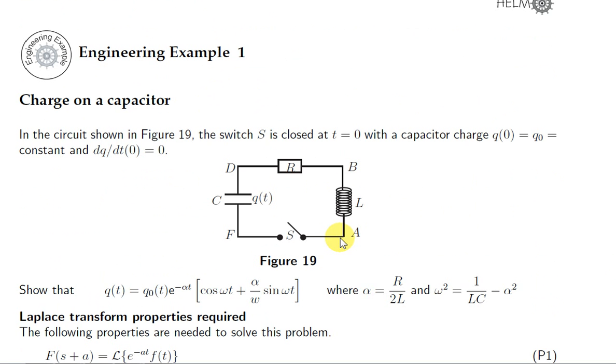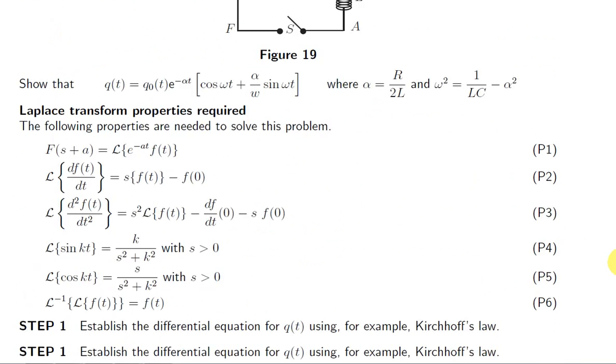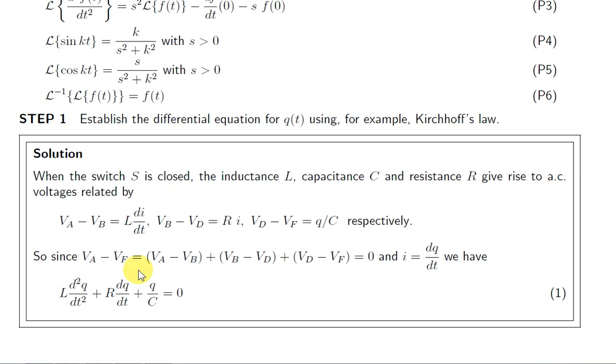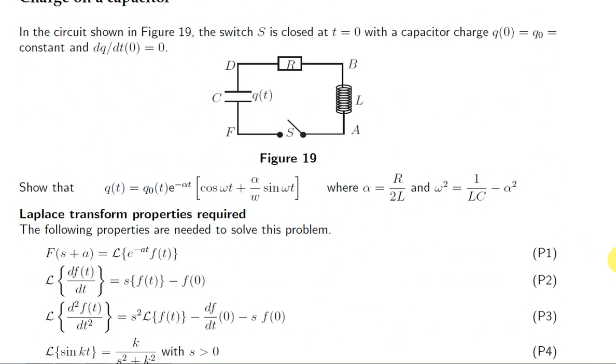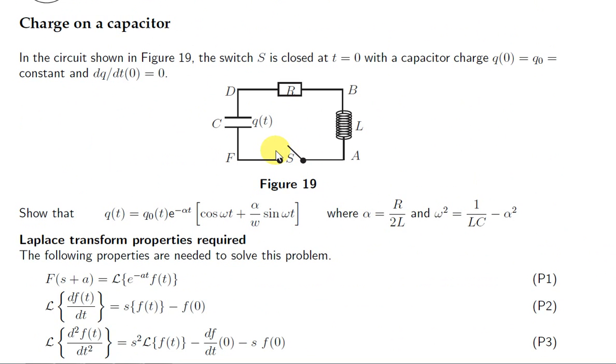Now, we apply Kirchhoff's law. We want the potential difference across the entire circuit. That's the potential at A minus the potential at F. Well, we get that by adding up the three potential drops. So we want VA minus VF. You can see if we add these three together, the VB's cancel, the VD's cancel. And that must equal 0 because there is no voltage source in this circuit. There is no battery in this circuit or some other voltage source.